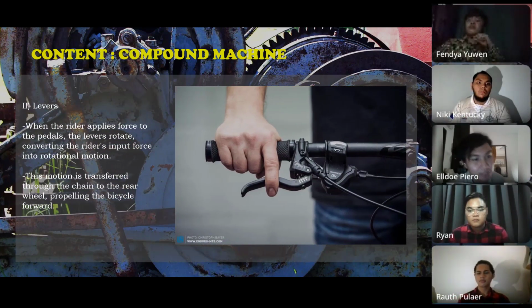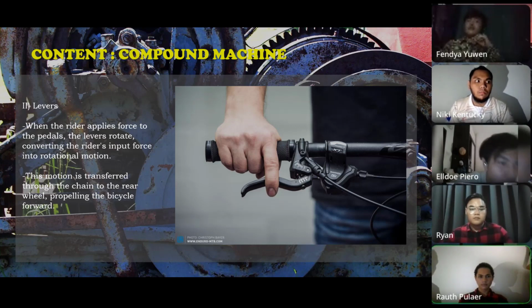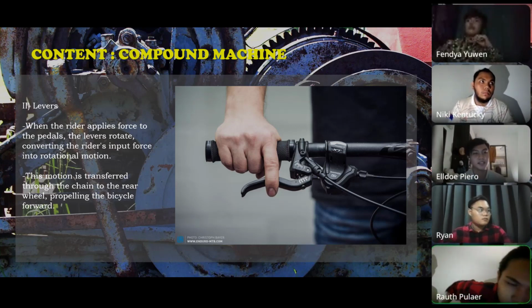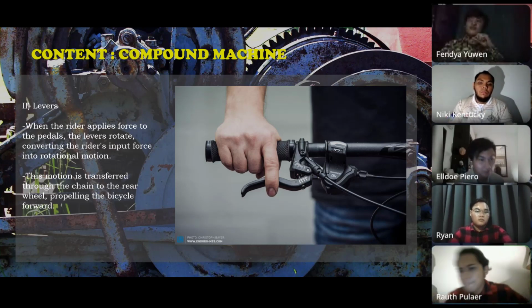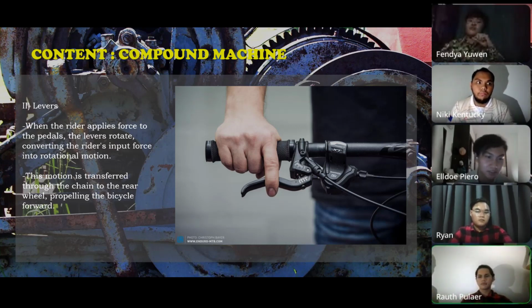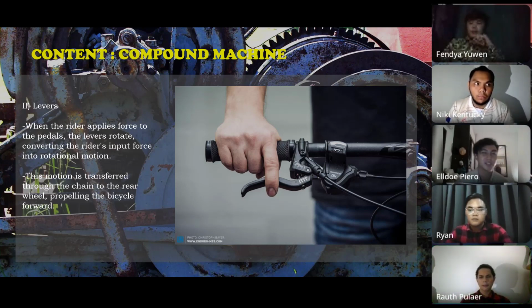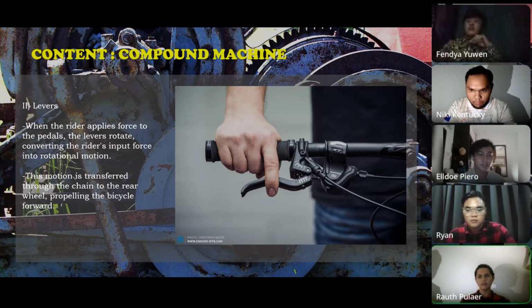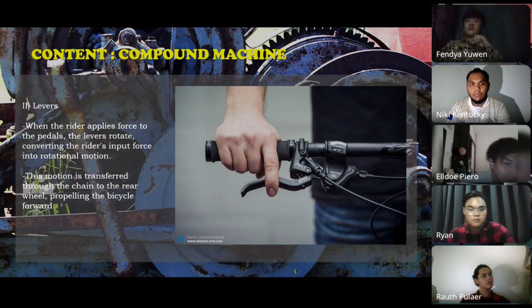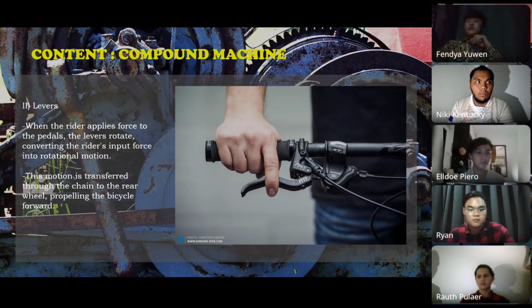The next, which is the levers. The levers work when the riders apply force to the pedals. The levers rotate, converting the riders input force into rotational motion. So this motion is transferred through the chain to the rear wheel, propelling the bicycle to move forward. It is really important.